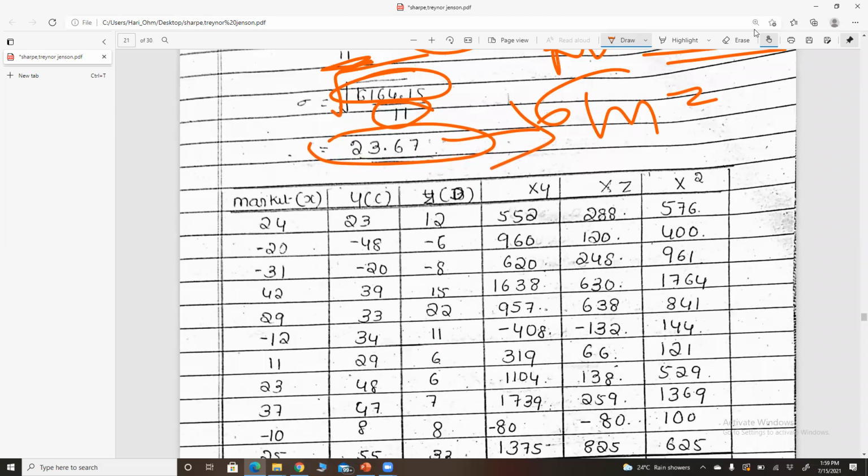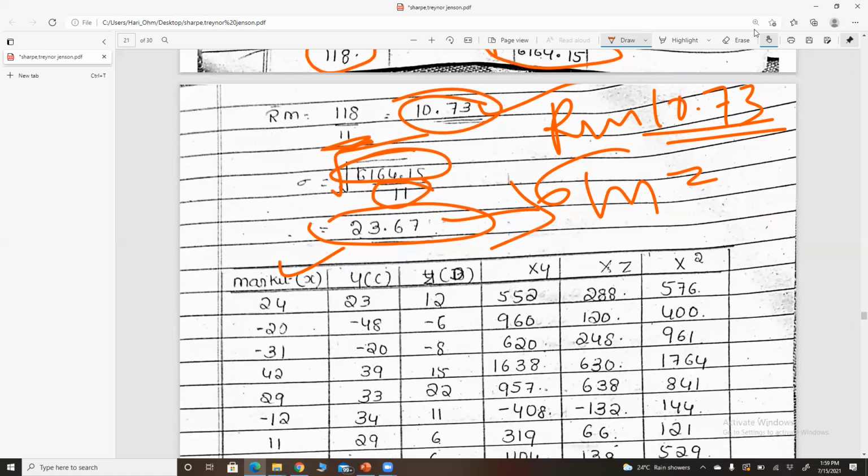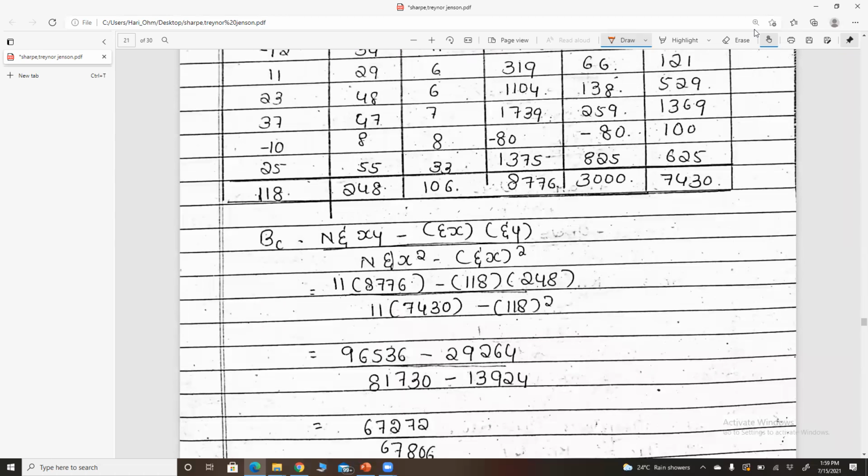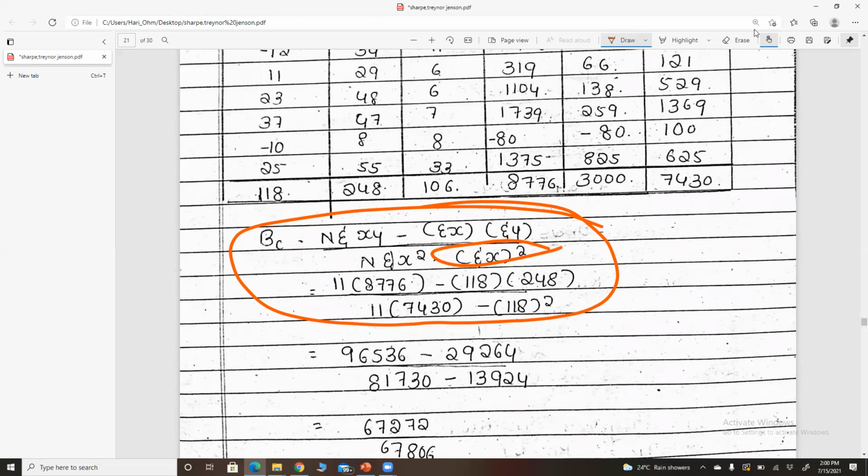So these columns you have to maintain: X, Y, Z. See, Y is nothing but C, Z is nothing but D. Okay, X, Y, X, Z, X square. Like that you have to calculate. Then this formula you have to take: n into summation xy minus summation x into summation y, whole divided by n into summation x square minus summation x whole square. Clear?